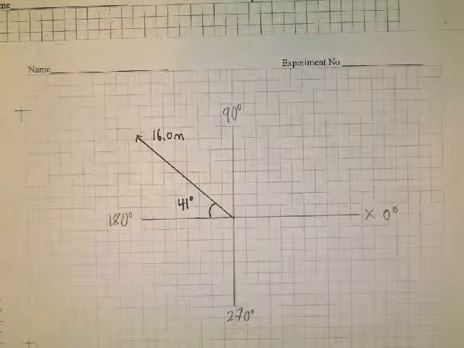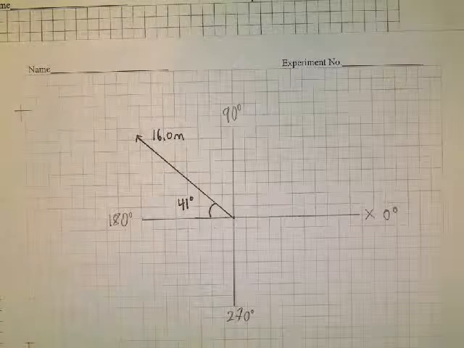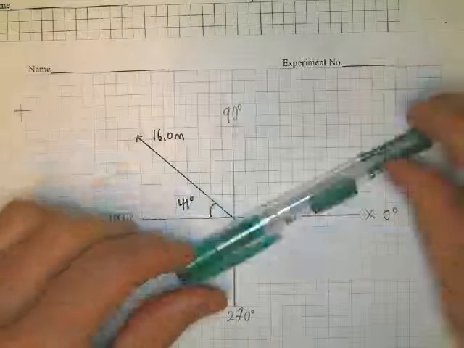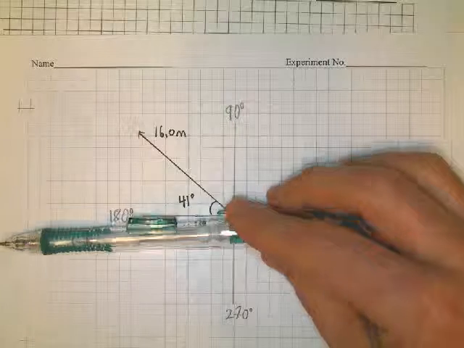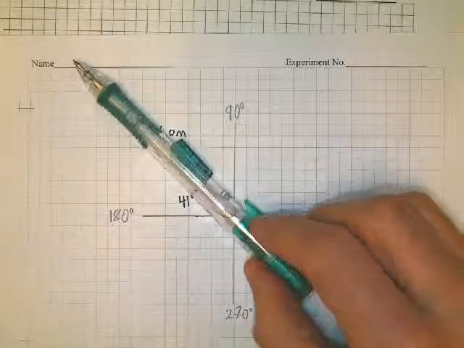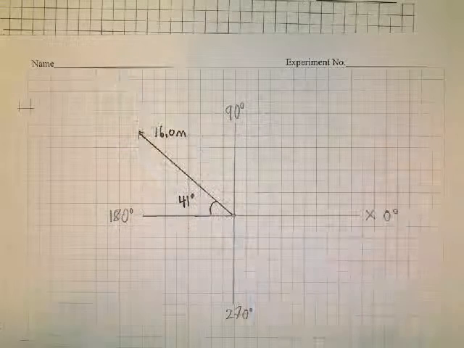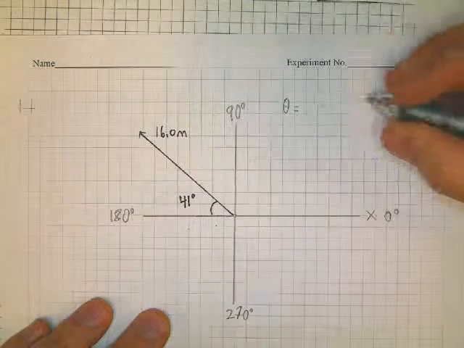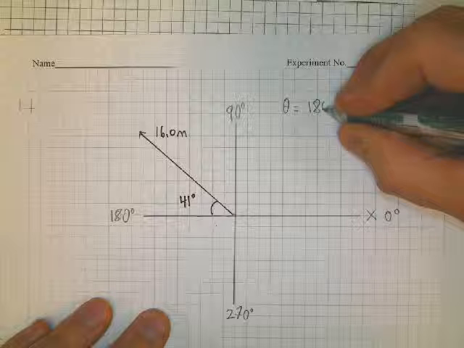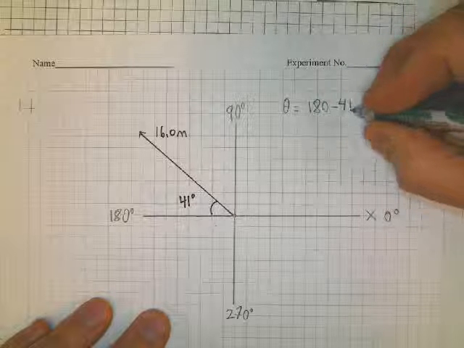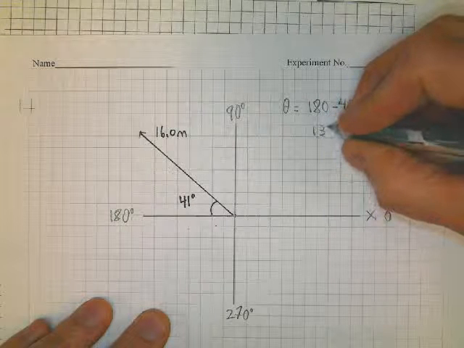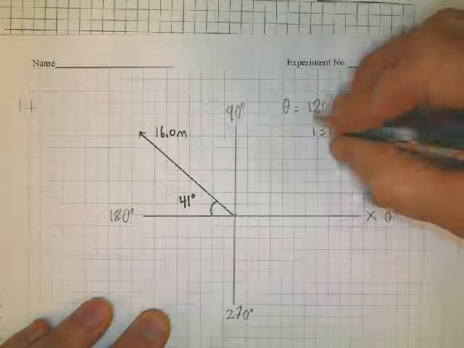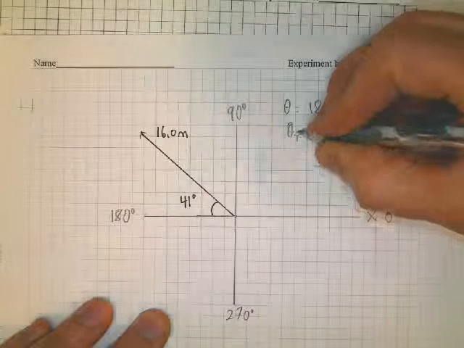So if we start right here, we've got 0 degrees, 90 degrees, 180. This one is 41 degrees short of 180 degrees, right? So the angle that we're going to use is the trigonometric angle. It's 180 minus 41, right? That's 139 degrees, our trig angle. That's what I mean by theta t, okay?